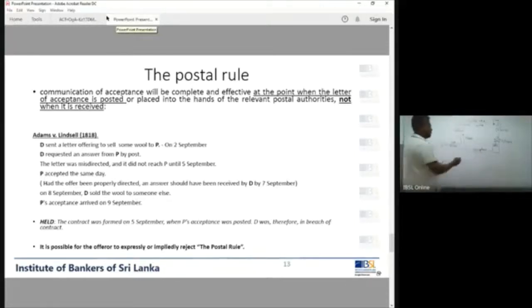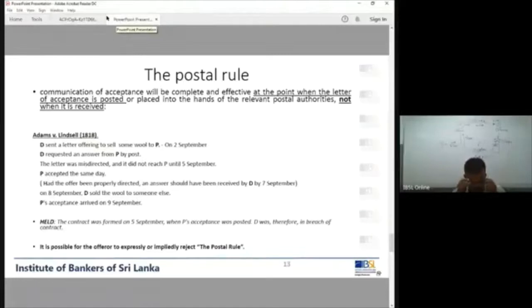The question is now whether there is an agreement between D and P. Whether there is an agreement. If there is an agreement, what will happen? There is a breach because D has sold now the wool to somebody else. Then what was the decision of the court? Court said the contract was formed by 5th when P's acceptance was posted. D was therefore in breach of contract.